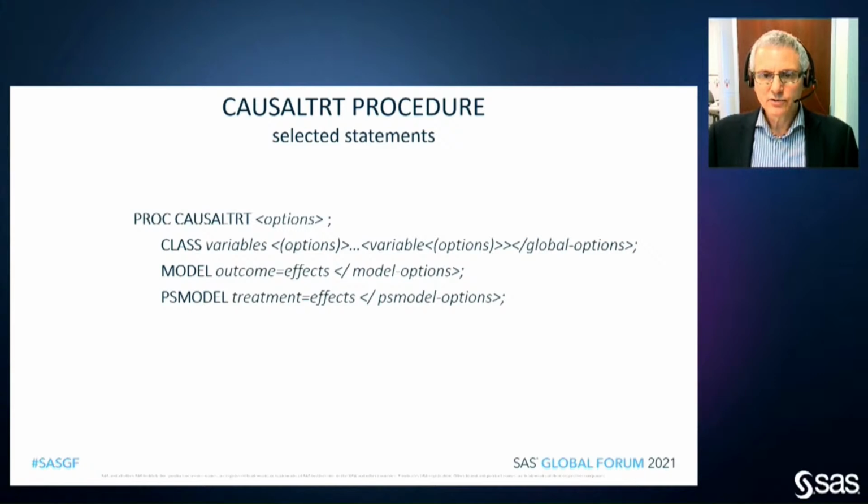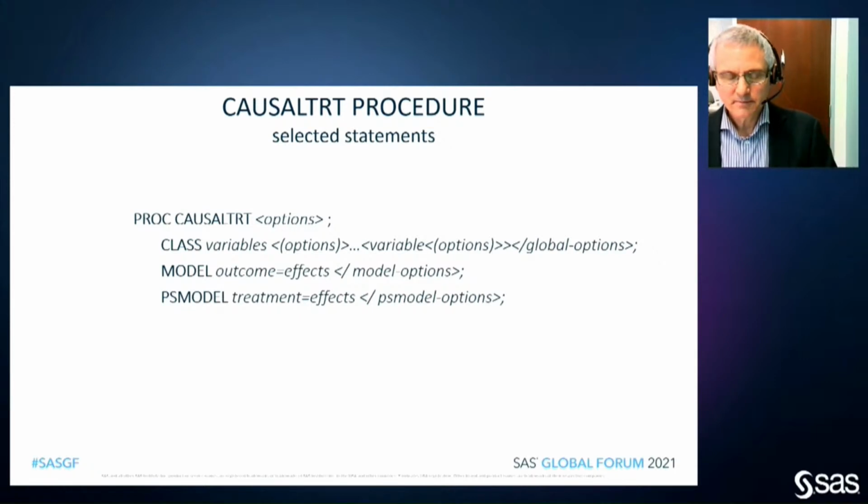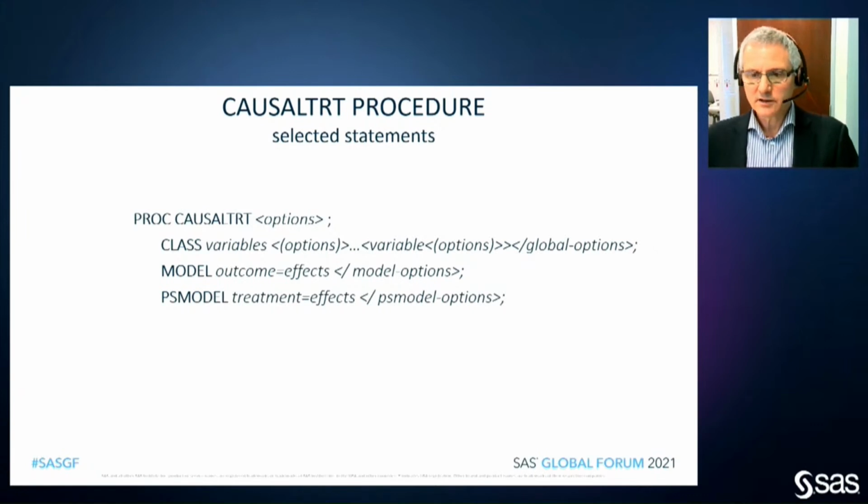Specify the model treatment on the PS model statement. PS stands for propensity score. You are specifying the model to estimate the probability of someone receiving the treatment. This should include all pre-treatment baseline factors that you believe are confounders, and you can use the set that's been identified by PROC CAUSALGRAPH. The two models don't have to be the same.